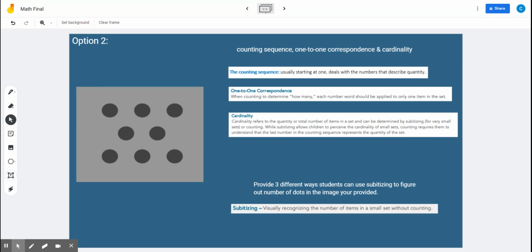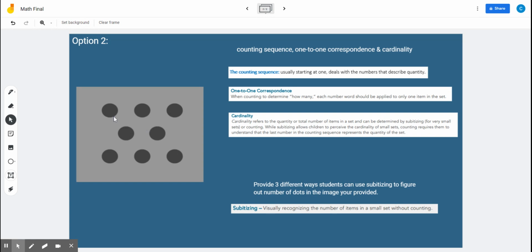Also, for step 2, providing 3 different ways students can use subitizing to figure out the number of dots in an image you provided. So subitizing is visually recognizing the number of the items in a small set without counting. So students will be able to look at this dot diagram, and if they are subitizing correctly or efficiently, they will be able to see that, one example would be, I'm seeing 3 and 3 plus 2, so I know 3 and 3 is 6, and then plus 2 is 8. So that's one way they could see this.